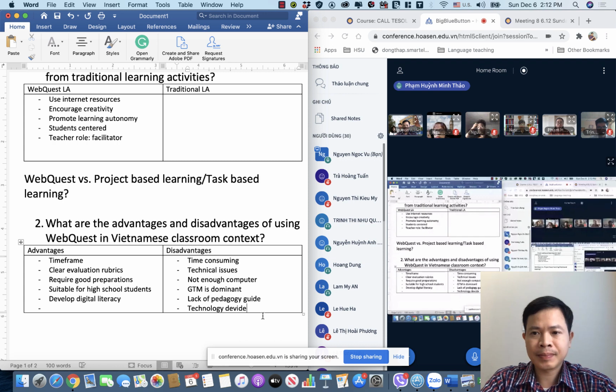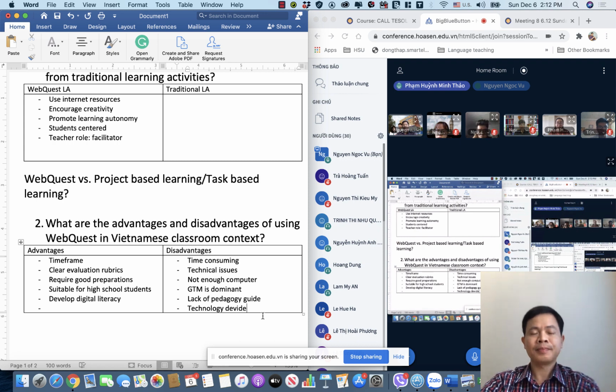And if we do the web class in a lab, we don't think it is good, because if you are sitting in a lab, you cannot move around to work in groups and interact with your friends because of the space. So that's it.